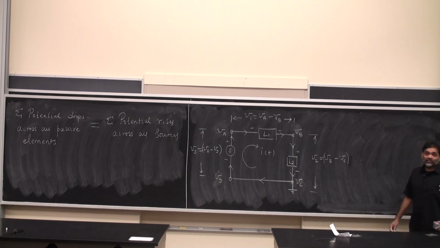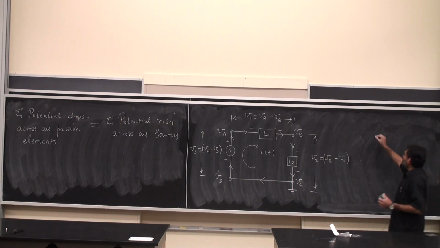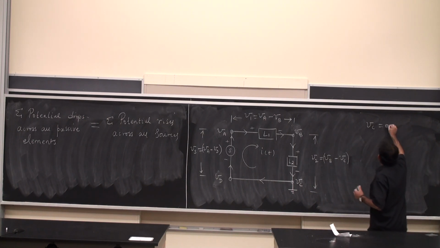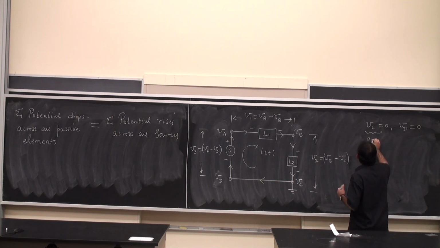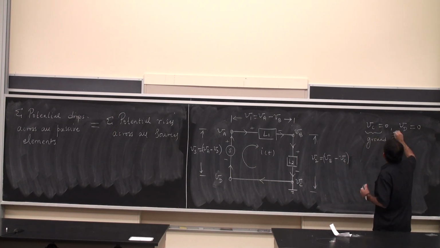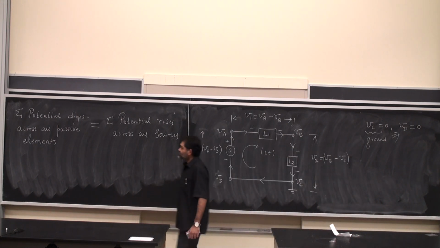Can somebody tell me the voltage at VC? What is VC equal to? It has to be 0. What's VD equal to? Has to be 0 as well, because there's no element between C and D, right? So you know this. This is ground, and that is the consequence of having no elements there.